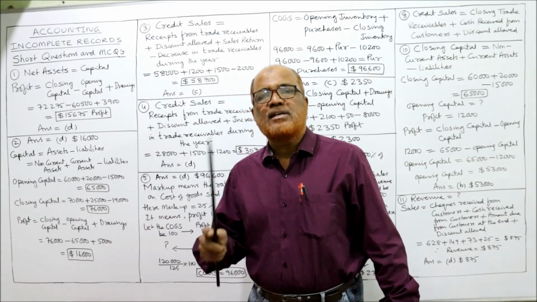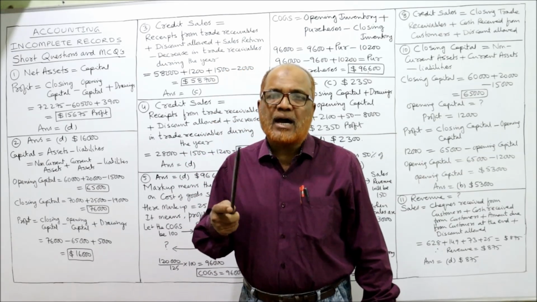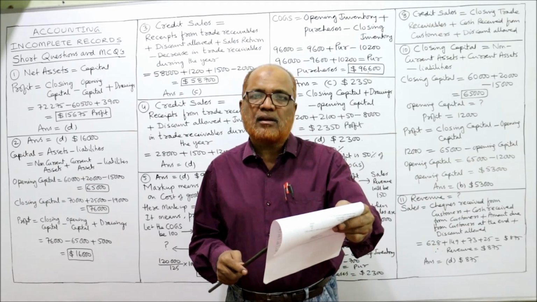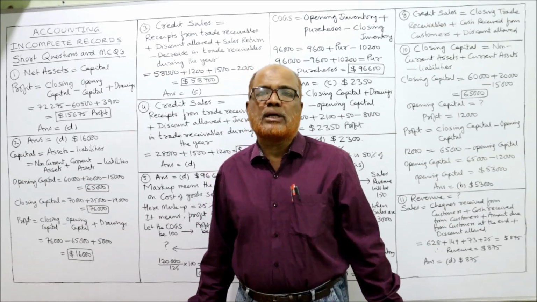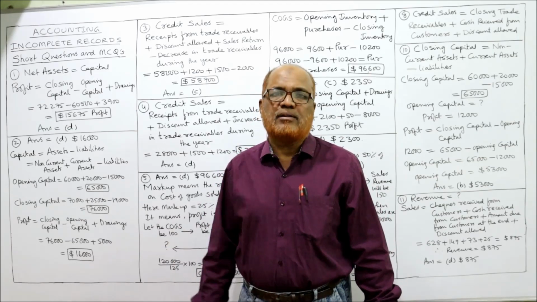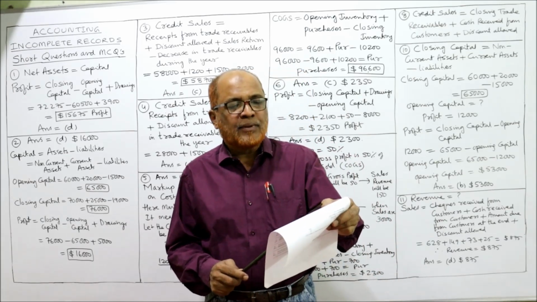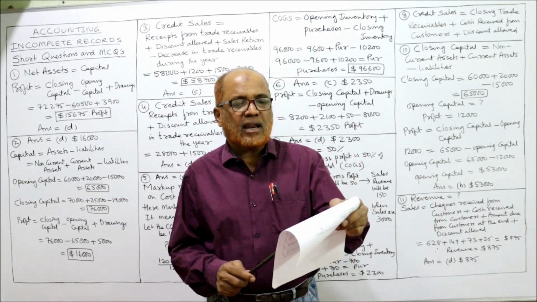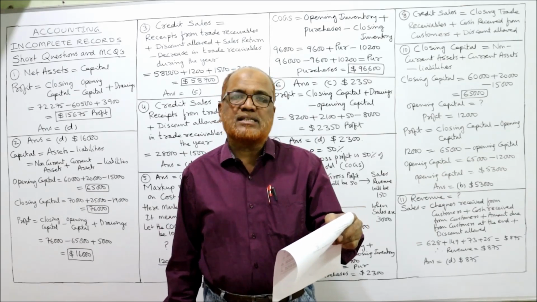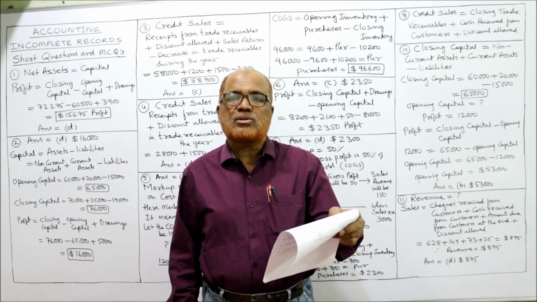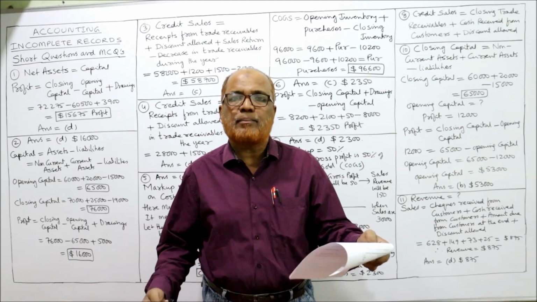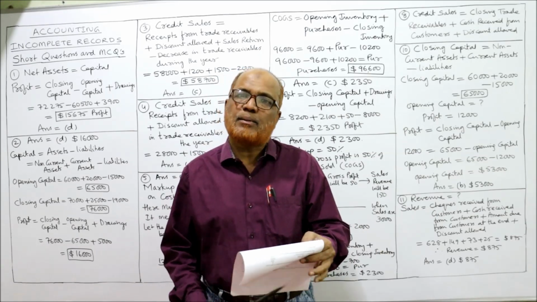Again, the same formula: profit is equal to closing capital minus opening capital plus drawings. Drawings are given, but opening capital and closing capital are not given. And we know capital means assets minus liabilities. Here we are given non-current assets 60,000 and current assets 20,000. Add up 60 plus 20, 80,000 is the assets, and liability is 15,000. So 80,000 minus 15,000, 65,000 is the capital at the beginning of the year.